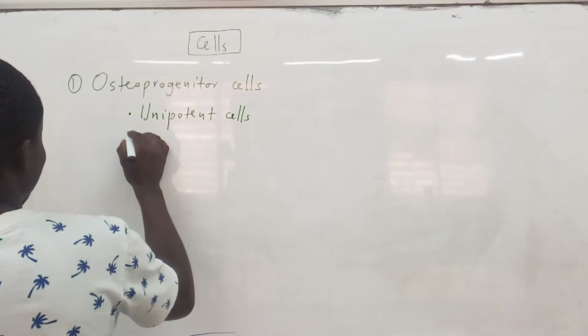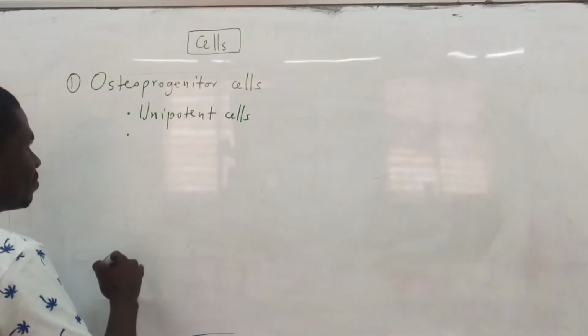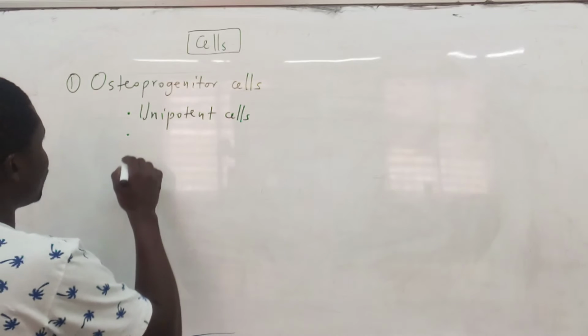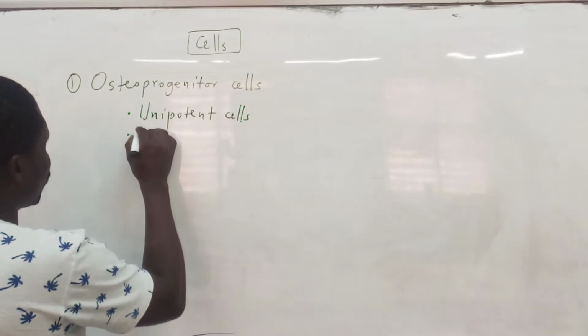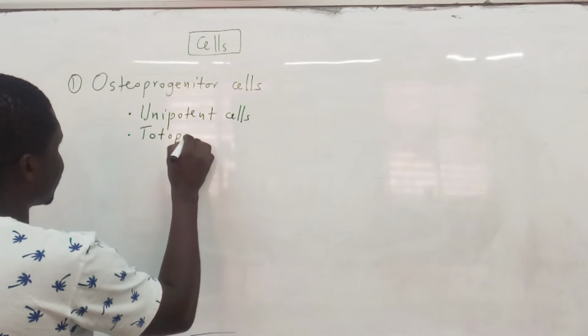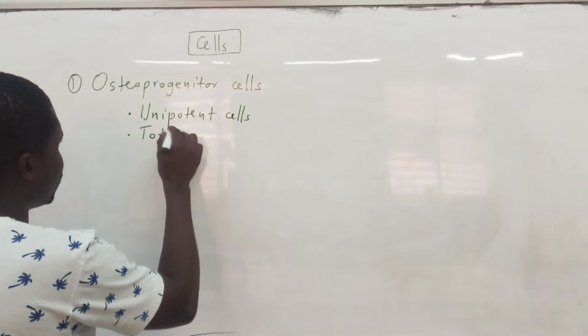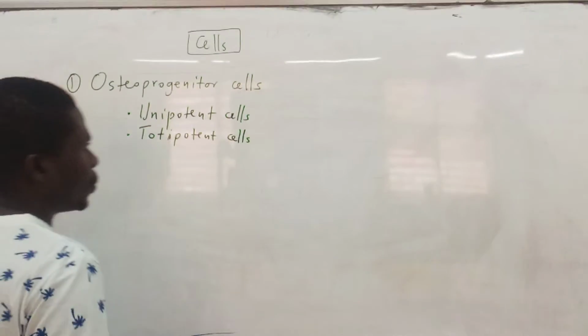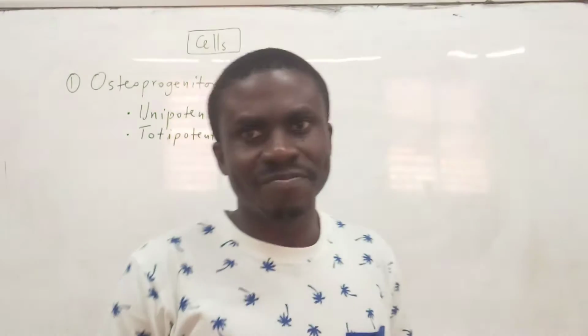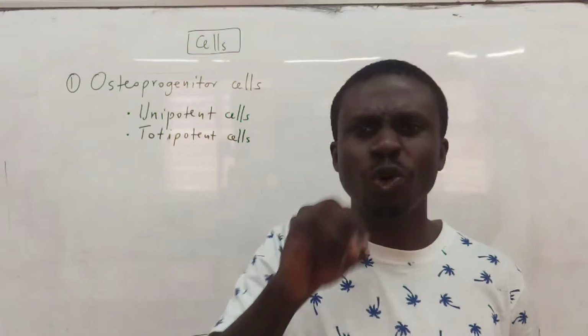Now, if you have unipotent cells, there's another cell type that I want you to be aware of, and that is what we call totipotent. So there are some cells we describe as totipotent.